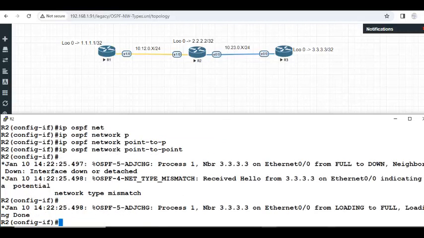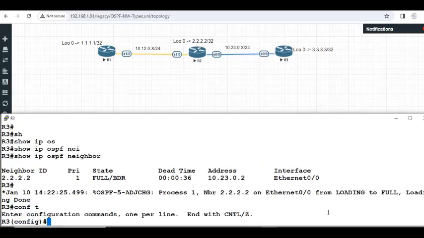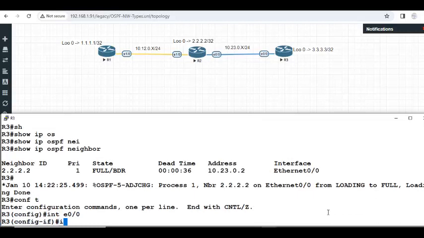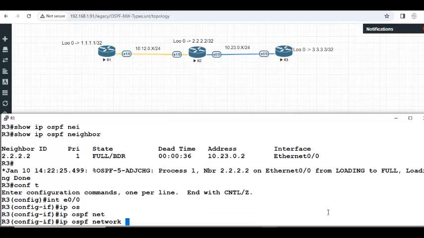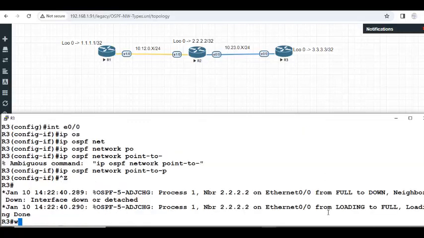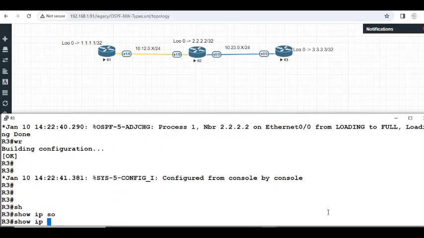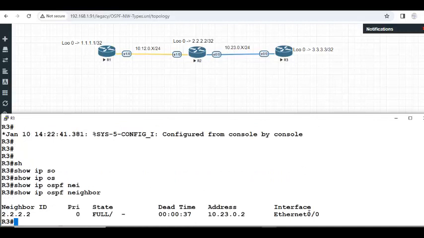And here also I'm going to say interface Ethernet 0/0, IP OSPF network type point-to-point. After saying this, when you type show IP OSPF neighbor, look at this. The priority is automatically turned to 0. And there is no DR-BDR election.